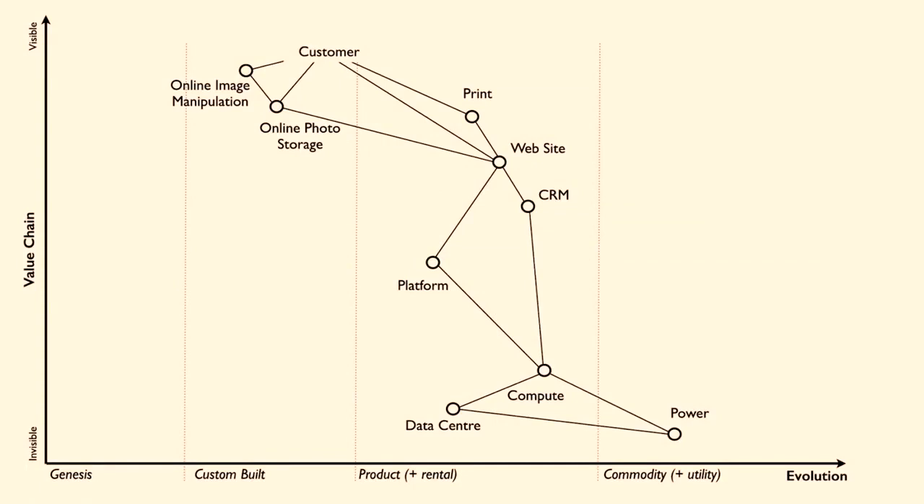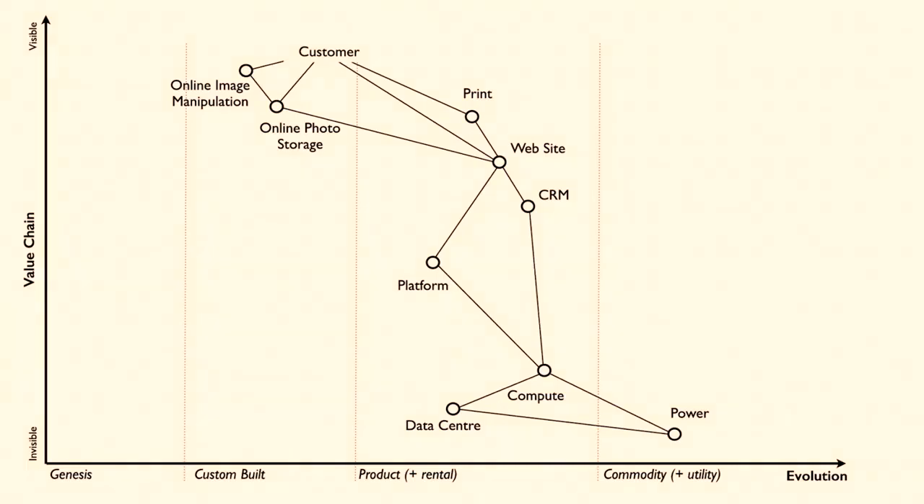This is a Wardley map. Online image manipulation is custom built, highly visible. Online photo storage is more custom built, slightly less highly visible. Platform is product plus rental, mid-level visible. Data center is product plus rental, low-level visible. Print is product plus rental, highly visible. Website is product plus rental, less highly visible. CRM is product plus rental, mid-level visible. Compute is product plus rental, low-level visible. Power is commodity plus utility, low-level visible.